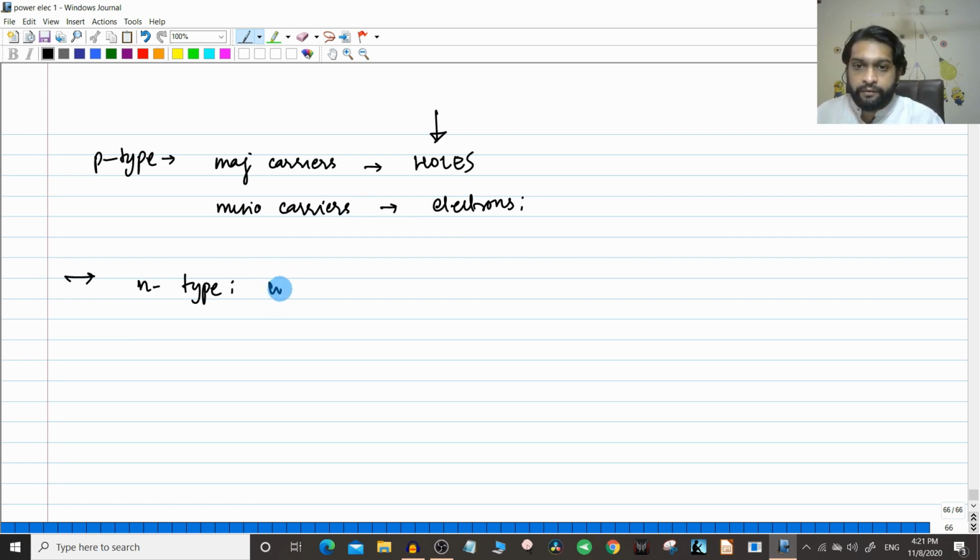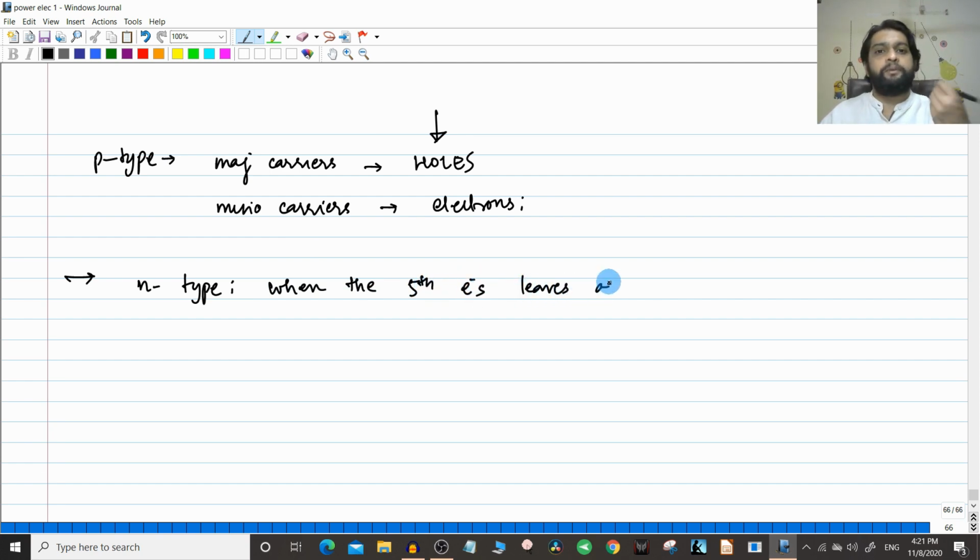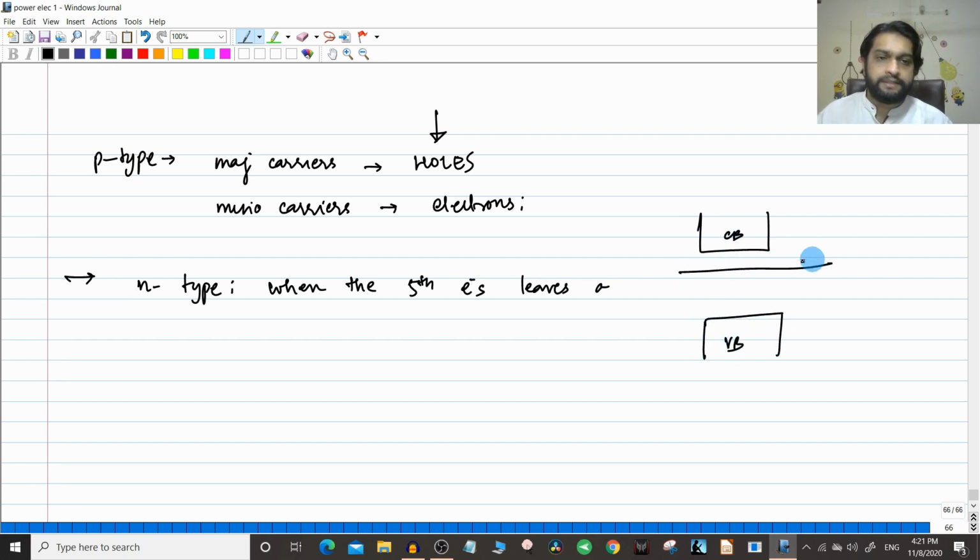So when the fifth electron leaves a donor atom, how does it leave? The fifth electron is loosely bound, so it is very easy for it to break the bond and move to the conduction band. That's what I have told you. You saw it: this is the conduction band, this is the valence band, and this is the donor level. In the donor level you have a free electron. If an electron jumps to the conduction band, it has left the parent atom, the donor atom. Because that donor atom has lost an electron, it will be represented as a positive charge.